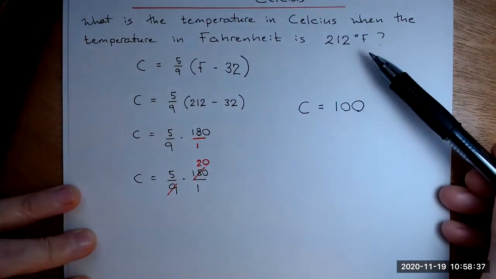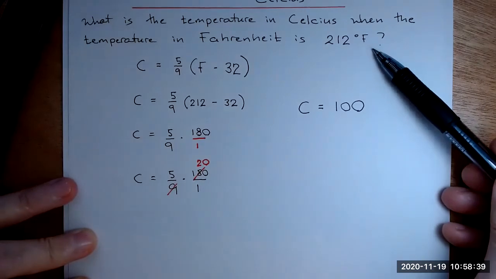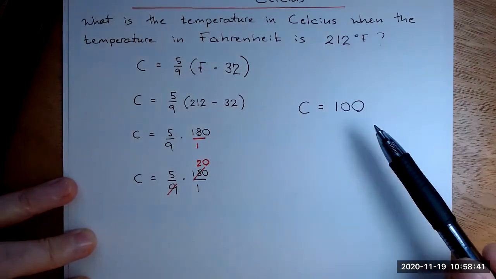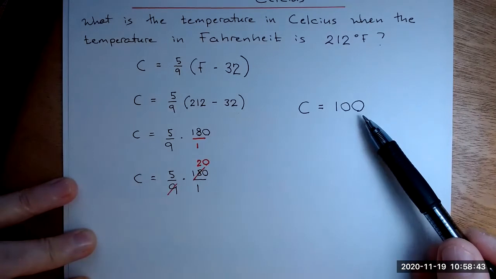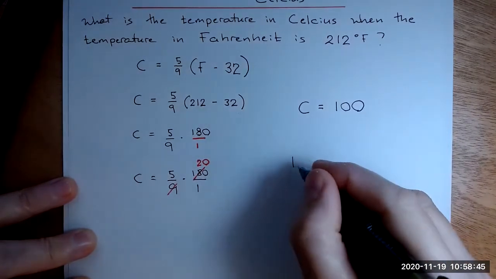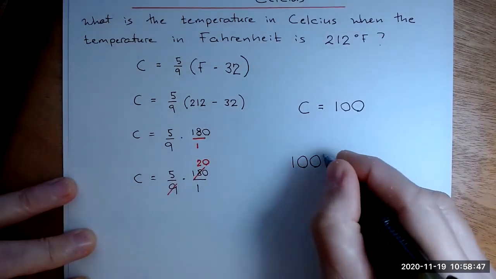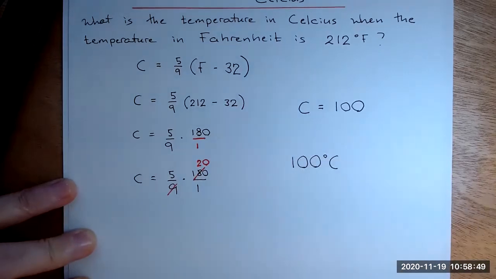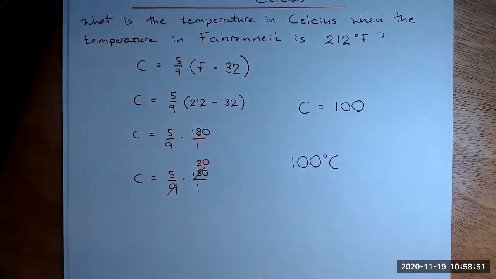So water boils at 212 degrees Fahrenheit or 100 degrees Celsius. You would write it this way. All right, let's look at another formula.